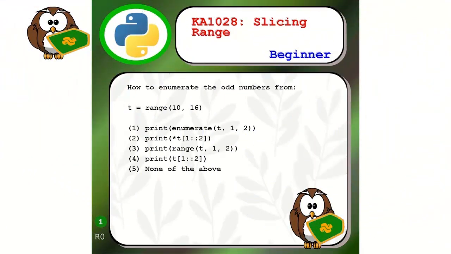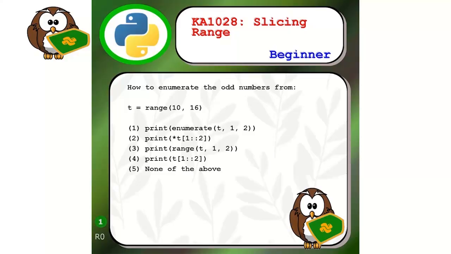Well, we added a few new questions to our PyQuest card game and flashcard deck. One of the old ones, of course, was KA1028, where we're talking about slicing range. And we'd have to ask ourselves how we would enumerate the odd numbers from our range. Would it be either one, printing the enumeration, or two, printing the contents of our result using slicing, very complicated to understand. You might want to open up your IDE and give that one a try.